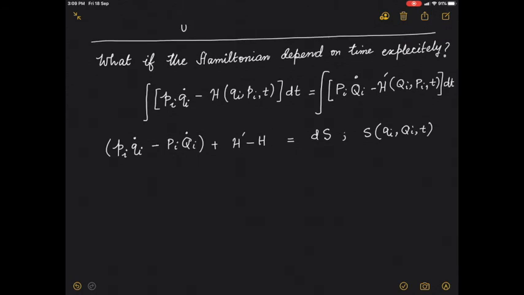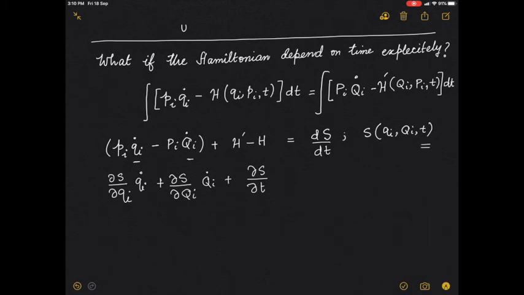Okay, so now let's see what happens with this S. I will do the exact same thing as I did before. I will write dS in terms of its partials. So by the way, this has to be dS/dt. Here I have kept the time derivatives. Now what is dS/dt? Well, it is del S/del q_i dq_i/dt, which is q_i dot, plus del S/del capital Q_i dQ_i/dt, which is capital Q_i dot, and plus del S/del t, and that's all, right?